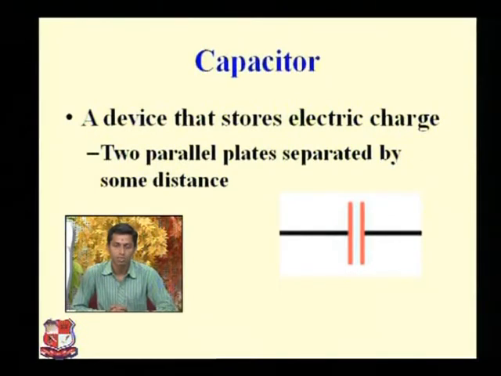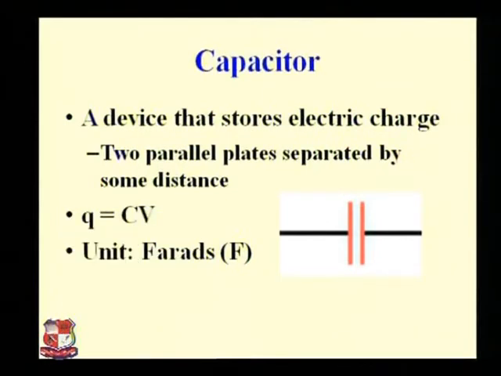The figure indicates two parallel plates separated with some dielectric material. It may be mica, paper or air. It forms one capacitor. A capacitor stores charge, so we can give one equation of charge. Q is equal to C into V. How much charge is stored across the capacitor is given by the equation Q equal to C into V. Capacitance is measured in the unit Farad. It is denoted by the capital F.